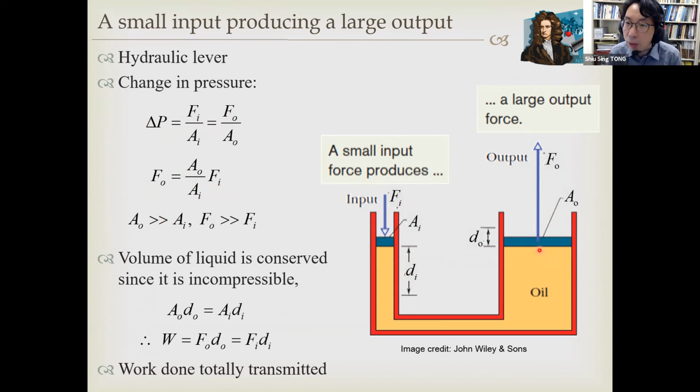But since A_o, the output surface area, is much larger than the input surface area A_i, from this equation you can immediately see that F_o is actually much larger than F_i. So I can use a small input force to deliver a large output force, such that it can be used to lift heavy objects, for example, a car. Now, but you have to pay. You have to have a trade-off.